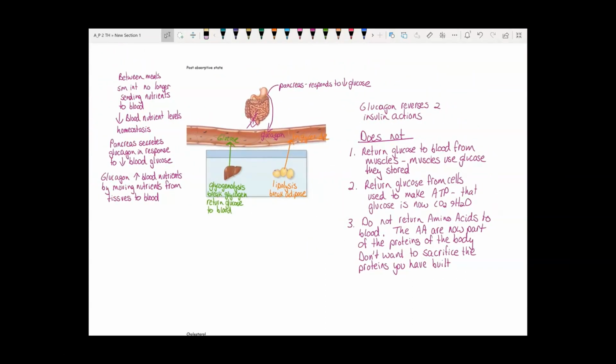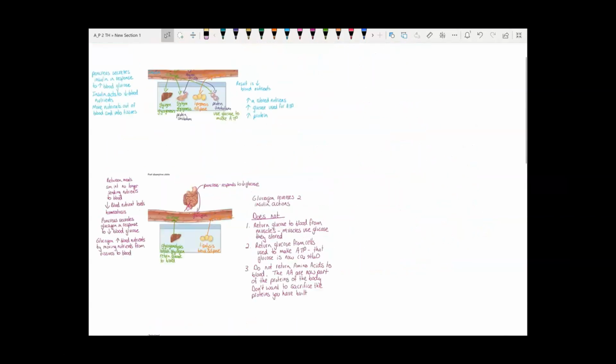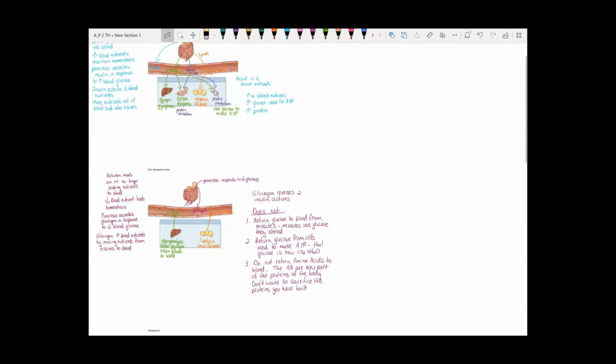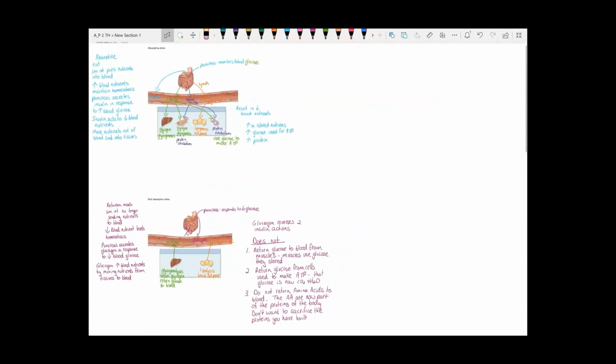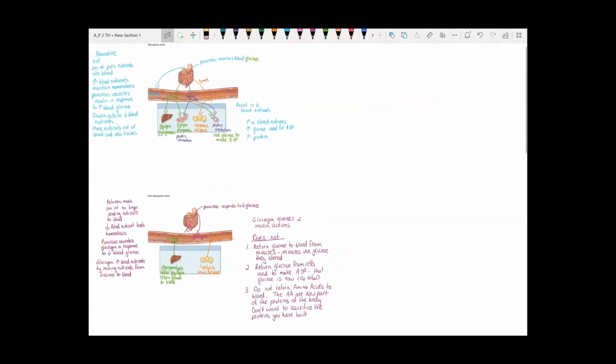Okay, so there's everything glucagon does and doesn't do. So between these two states, all the time, you're either eating and you're absorptive, or you're between meals and you're post-absorptive. So your pancreas, with its insulin and glucagon, keeps you in balance of your blood nutrients all the time.